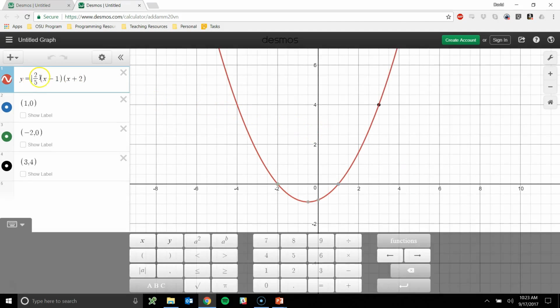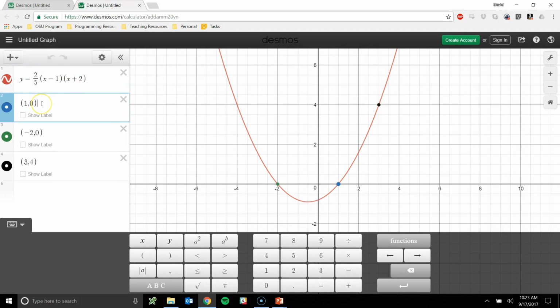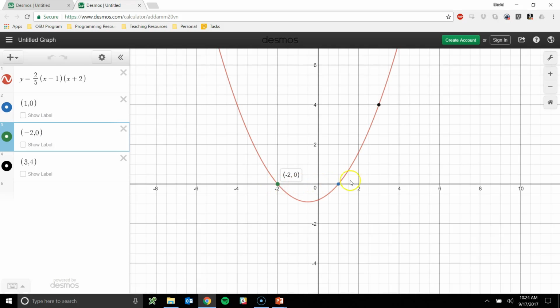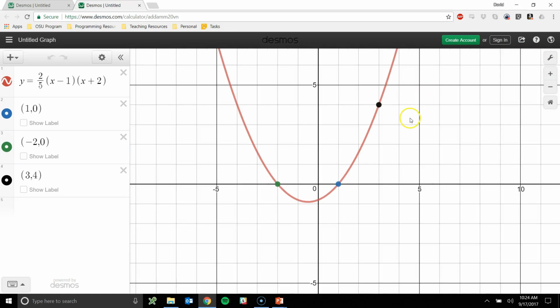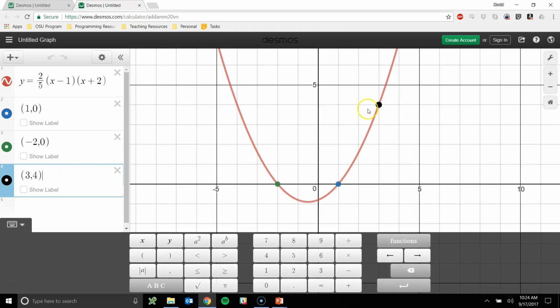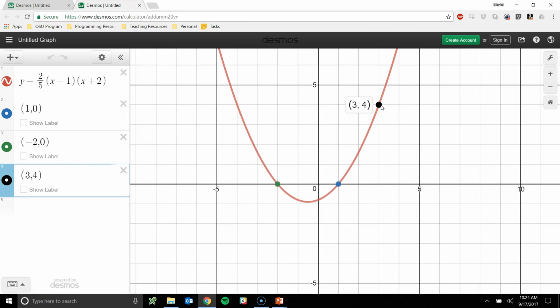So there's our equation, 2/5 times x minus 1 times x plus 2. We needed it to intersect the x-axis at 1, 0, and negative 2, 0, and in fact it does that. That's good. It's projector mode. And then we have a third condition, which is that it's going through this point 3, 4 over here. And you can see that that point is on the parabola, and so we've satisfied the condition.